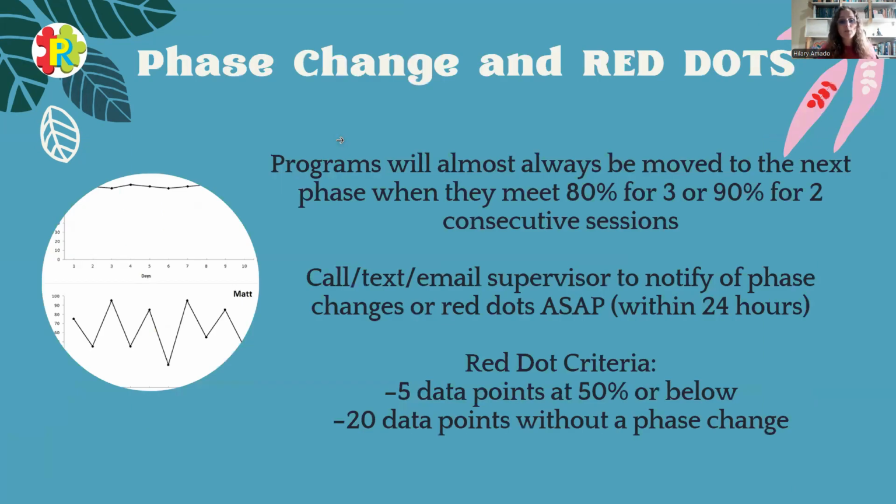Programs will almost always be moved to the next phase when they meet that 80% for 3 or 90% for 2 consecutive sessions. So you want to call, text, or email your supervisor to notify them of the phase changes or red dots ASAP, which would mean within 24 hours. Red dot criteria would be 5 data points at 50% or below, or 20 data points without a phase change.